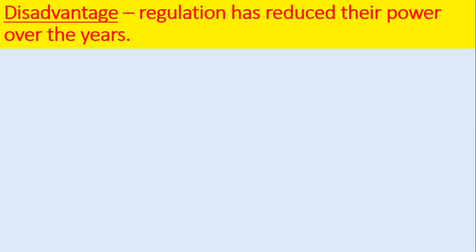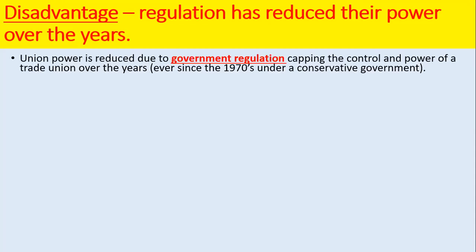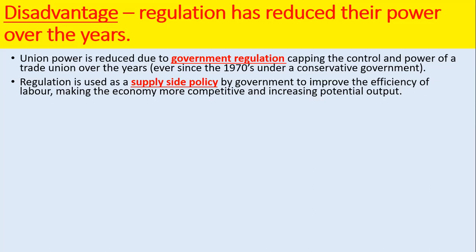So the disadvantage is that regulation has reduced the power of unions over the years. So basically, one of the disadvantages of a union is that they're not as powerful, particularly over wages, as they were in years past. So union power is reduced due to government regulation, capping the control and power of a trade union over the years. Ever since the 1970s, under a Conservative government, Margaret Thatcher in particular, under her Conservative government, was very powerful in bringing down the unions.